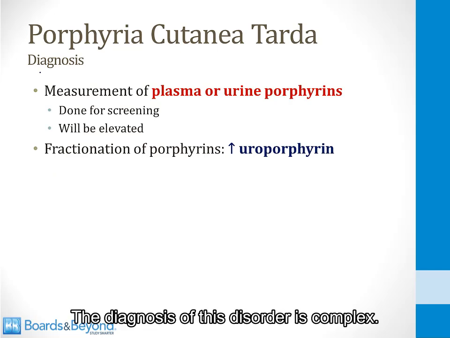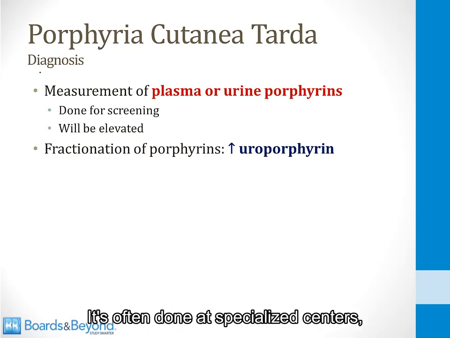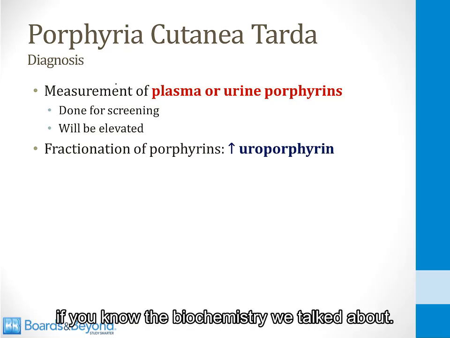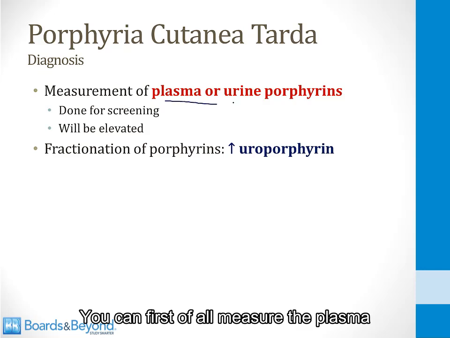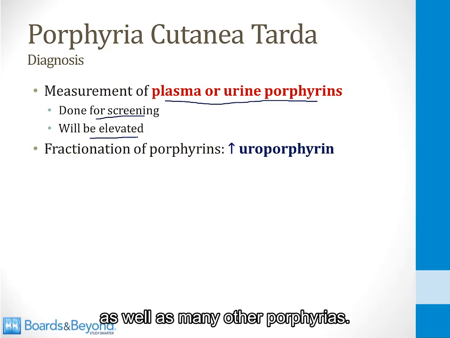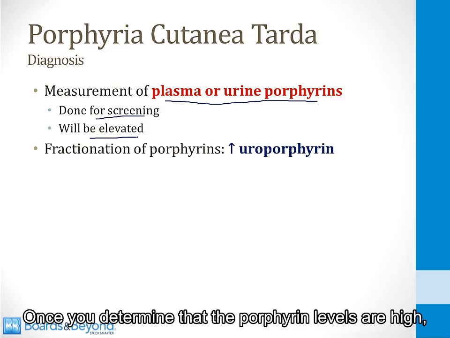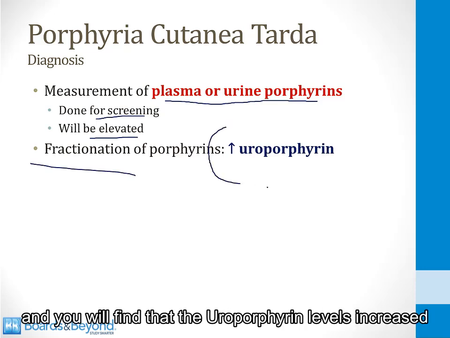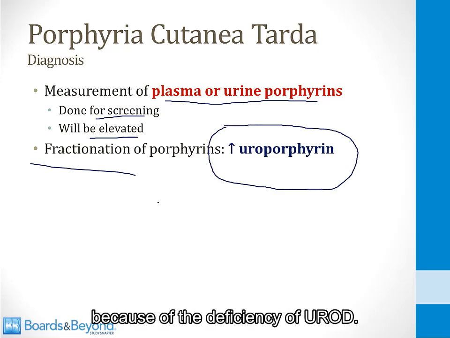The diagnosis of this disorder is complex. It's often done at specialized centers, but some of the principles are easy to understand if you know the biochemistry we talked about. You can first of all measure the plasma or urine porphyrin levels for screening. They will be elevated in this disorder as well as many other porphyrias. Once you determine that the porphyrin levels are high, you can then fractionate them, and you will find that the uroporphyrin level is increased because of the deficiency of urod.